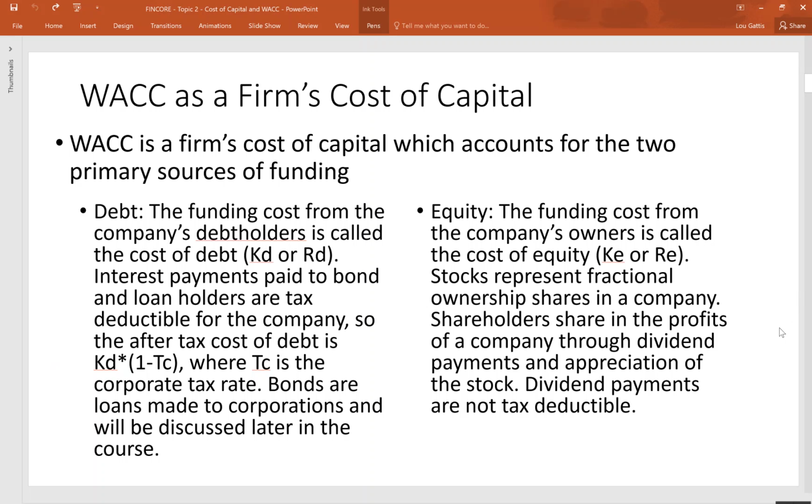Now, equity, when you think of equity, think about stock. The funding cost from the company's owner is called the cost of equity, either written KE or RE. Now, stocks represent fractional ownerships of a company. So, for example, Walmart has about 3 billion shares. If you own 1 share of Walmart, you own 1/3 billionth of the company, which entitles you to get a dividend if it's paid and to vote on certain items or decisions the company makes. However, dividends are not tax deductible, so the cost of equity is not affected by the tax rate.